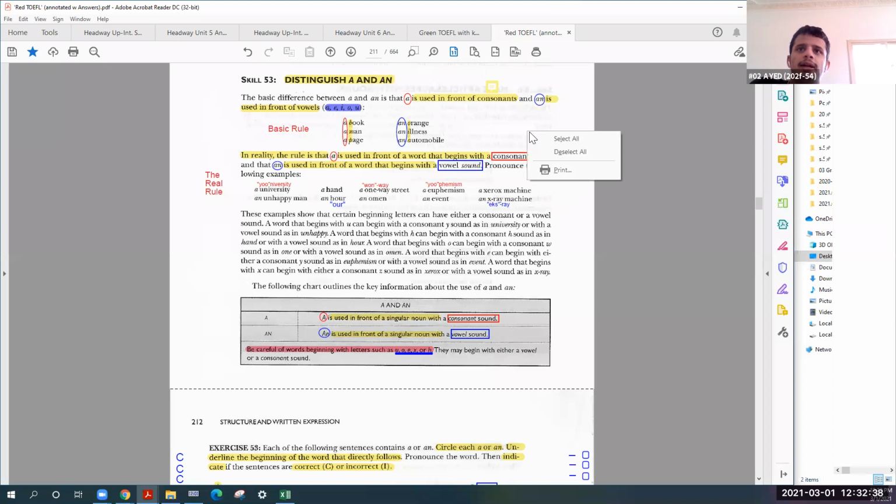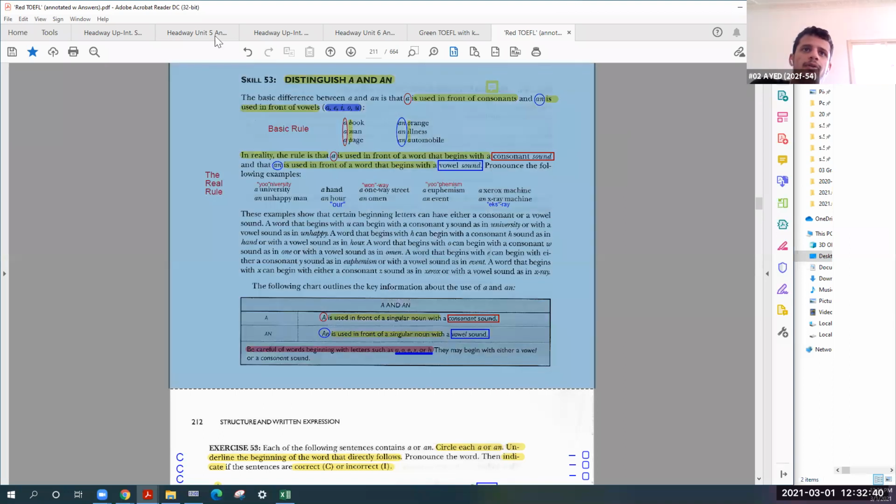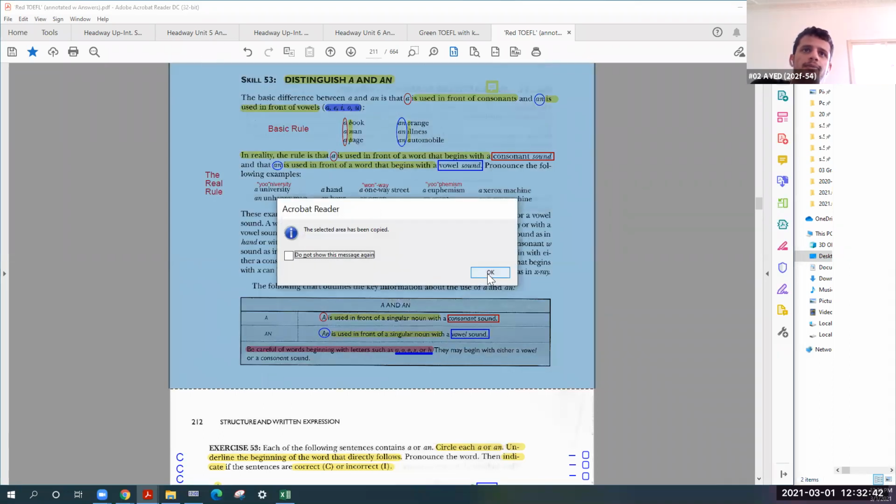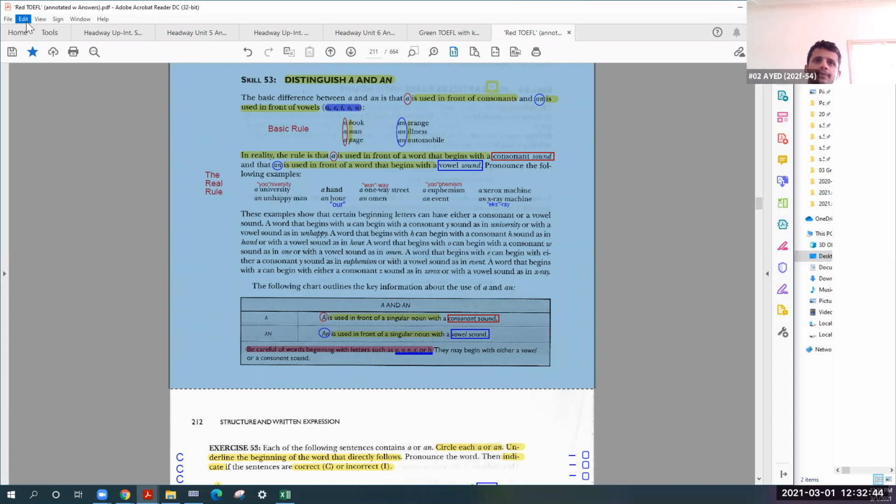consonants, and an is used in front of vowels.